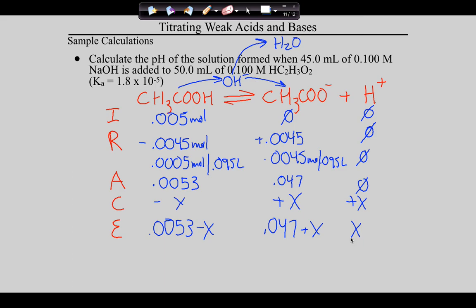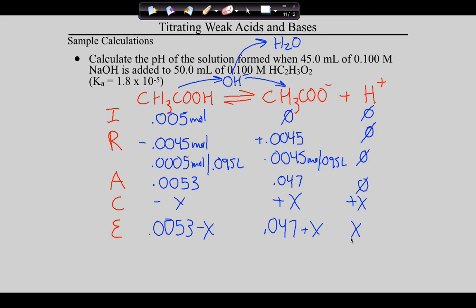And then, guys, I know you're going to find this wildly unsatisfying, but do we need to solve this from here? Can you picture how this is going to play out? You're going to write the Ka expression. Your plus and minus x's are going to cancel. You'll simply do that division, then move that over to the Ka side, and that'll give you x, and then take the negative log of that to find pH. How is this any different from the stuff we were doing earlier? It's not. That's the point.